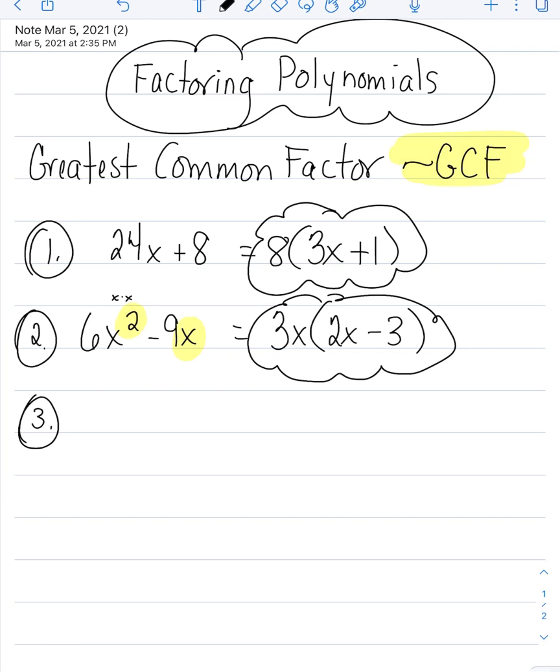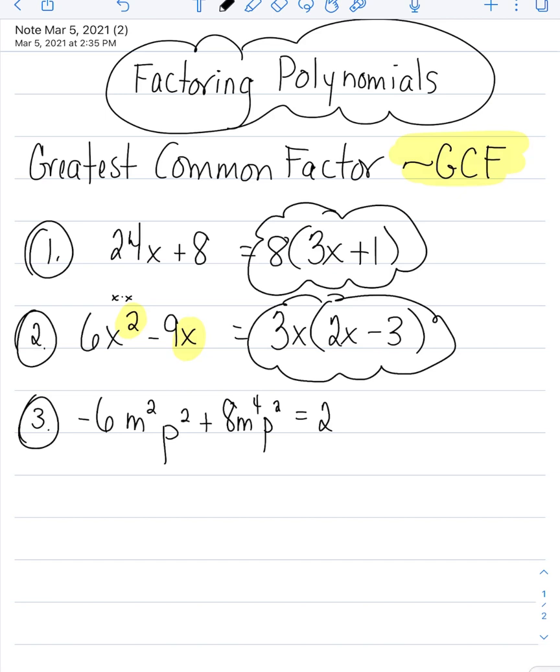Let's try another one. Let's factor negative 6m squared p squared plus 8m to the 4th p squared. Let's kind of mix up the variables a little bit. So first let's look at our numbers. What are both of those numbers divisible by? Well, I've got 6 and I have 8. So the biggest number that both of those is divisible by is 2.